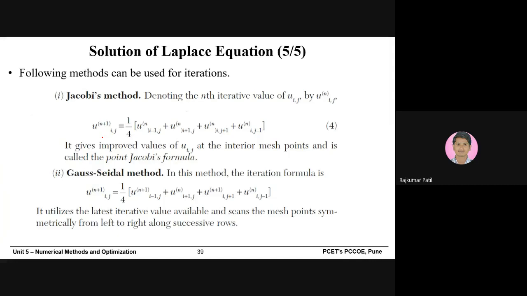Now we can use two methods to find the interior data points. The first method is the Jacobi method. So you can use this formula: u_ij raised to n plus 1, that is the next iteration.